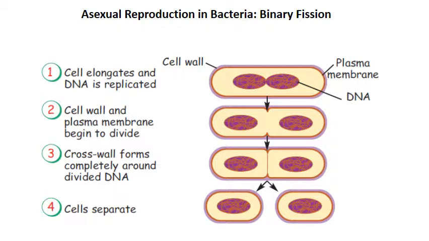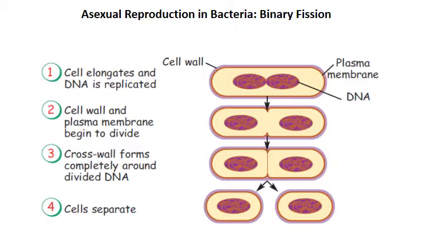Another example of asexual reproduction that takes place in bacteria is called binary fission. We also have 4 steps for this process. In step number 1, the cell elongates and DNA is replicated. DNA is the genetic information of the bacteria, replicated, and it makes 2 identical copies of itself.